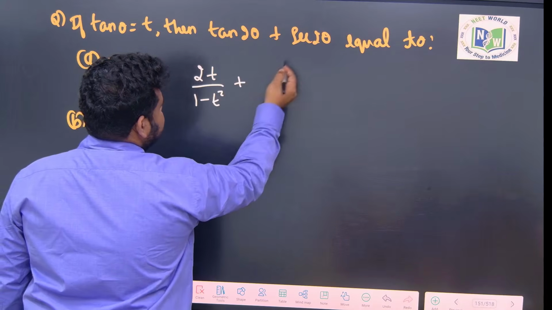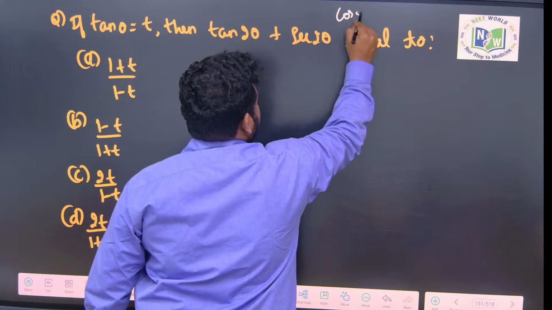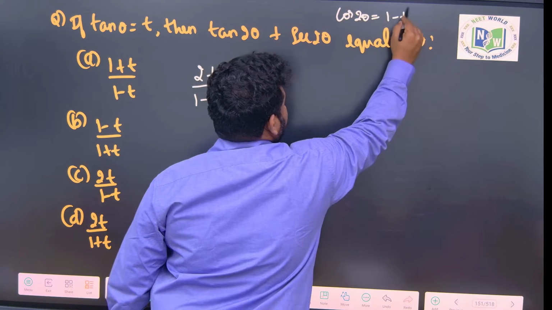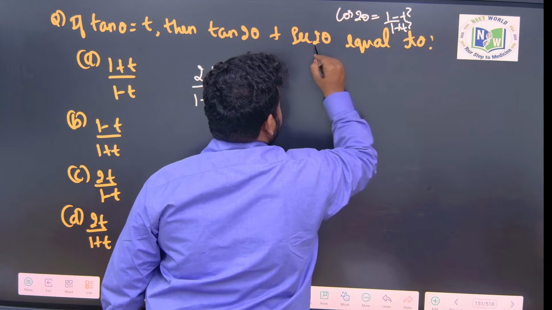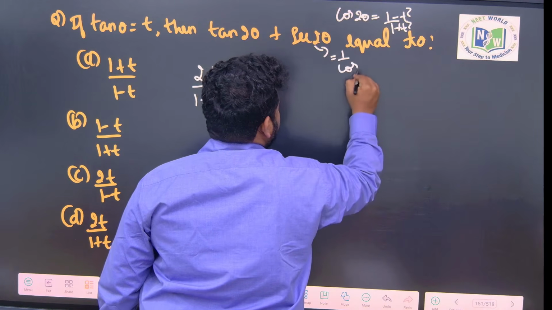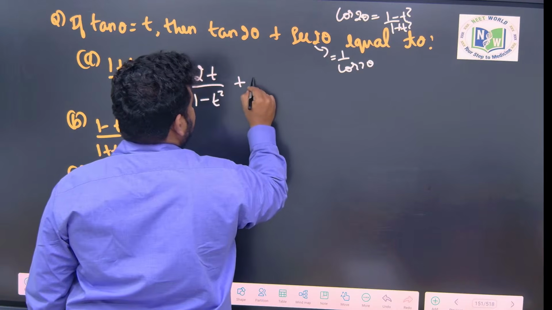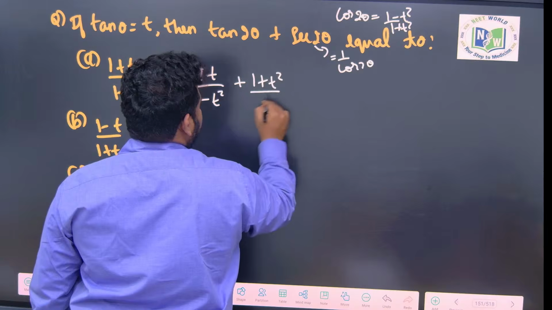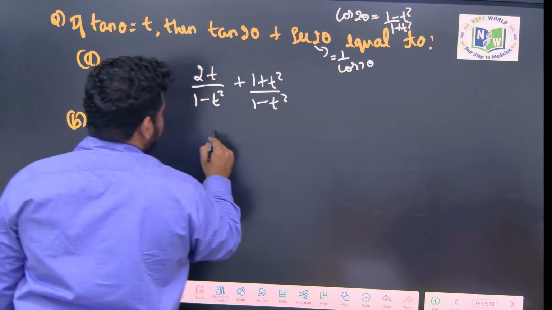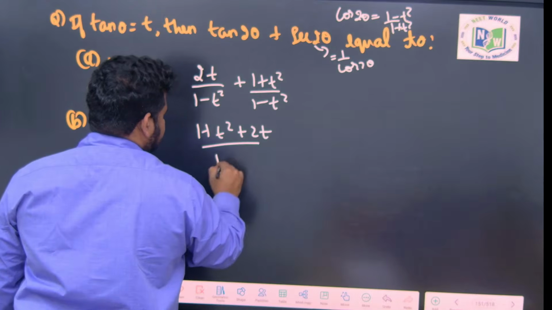Secant 2 theta means it is the inverse of cos 2 theta. Cos 2 theta is equal to 1 minus tan square by 1 plus tan square. But the secant is 1 by cos 2 theta. Numerator will become denominator, denominator will become numerator. This will become 1 plus t square by 1 minus t square. Now we will have 1 plus t square plus 2t by 1 minus t square.